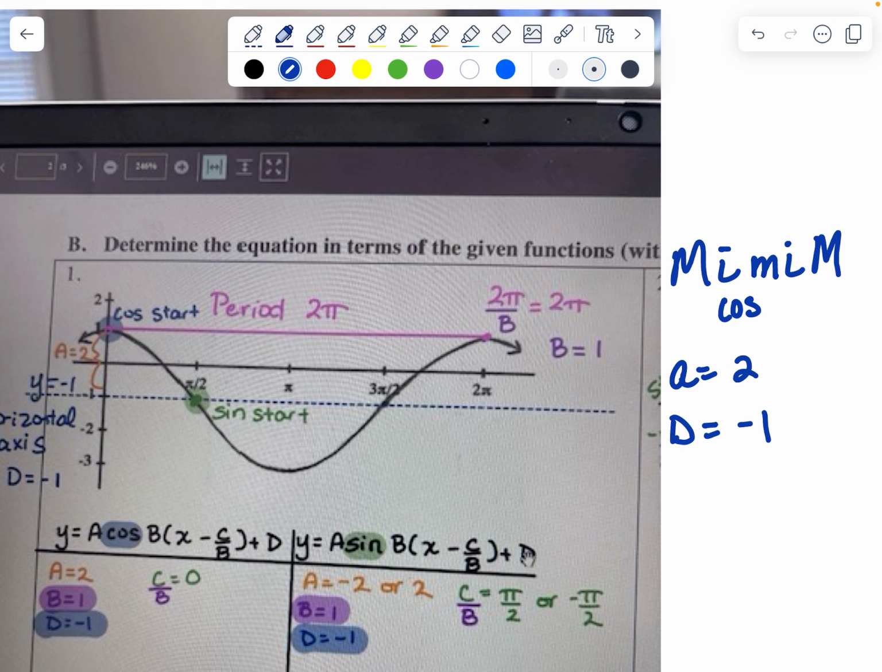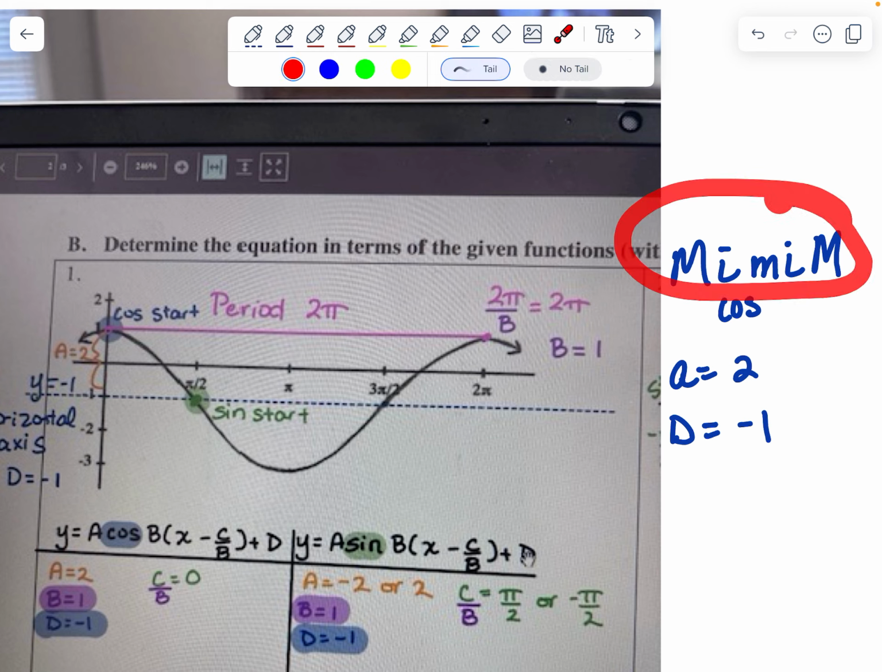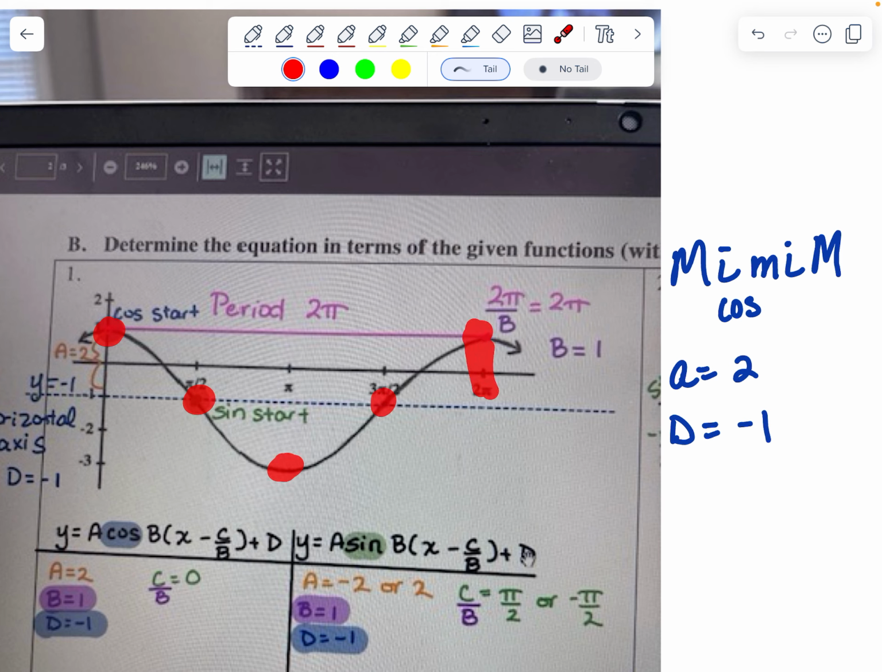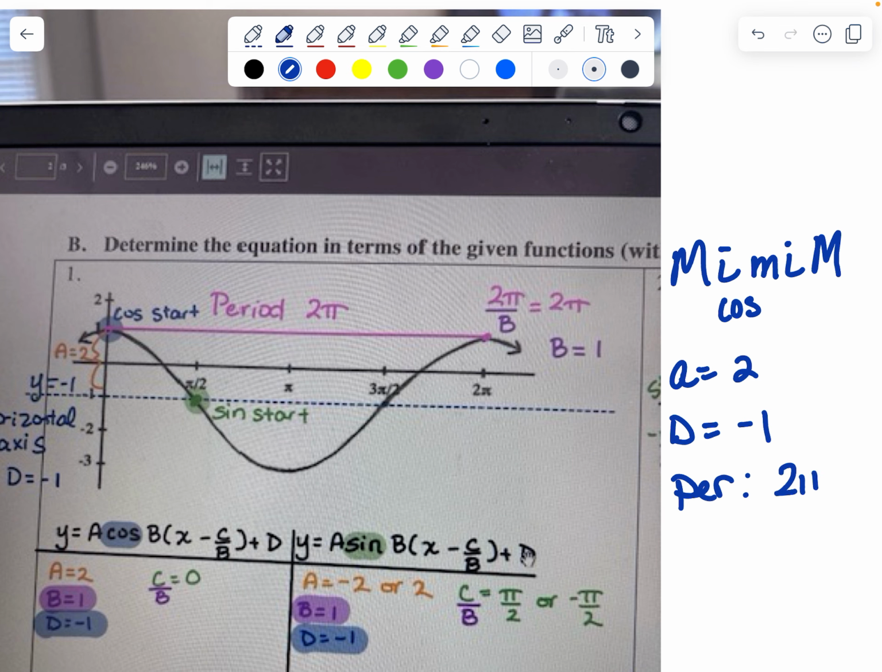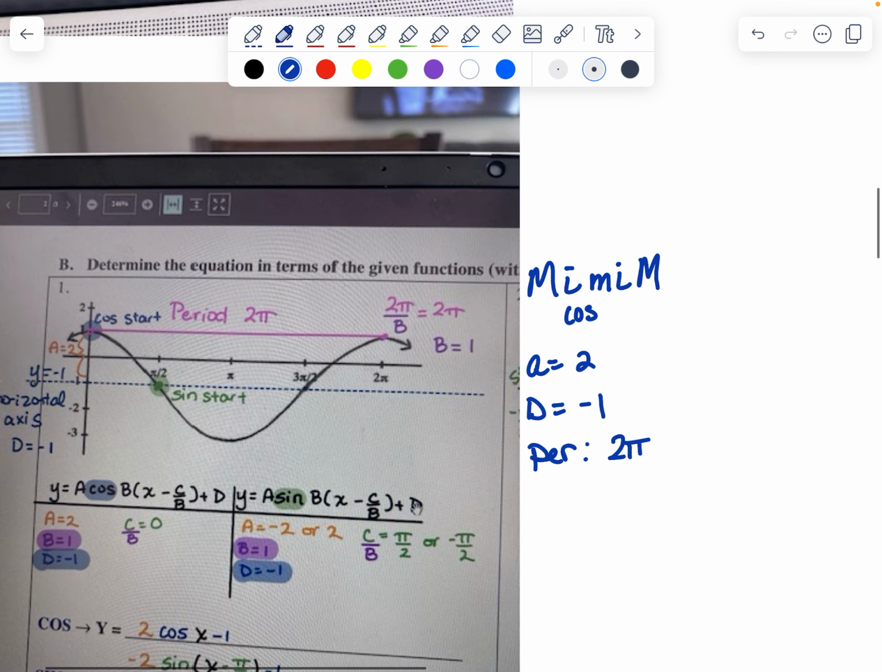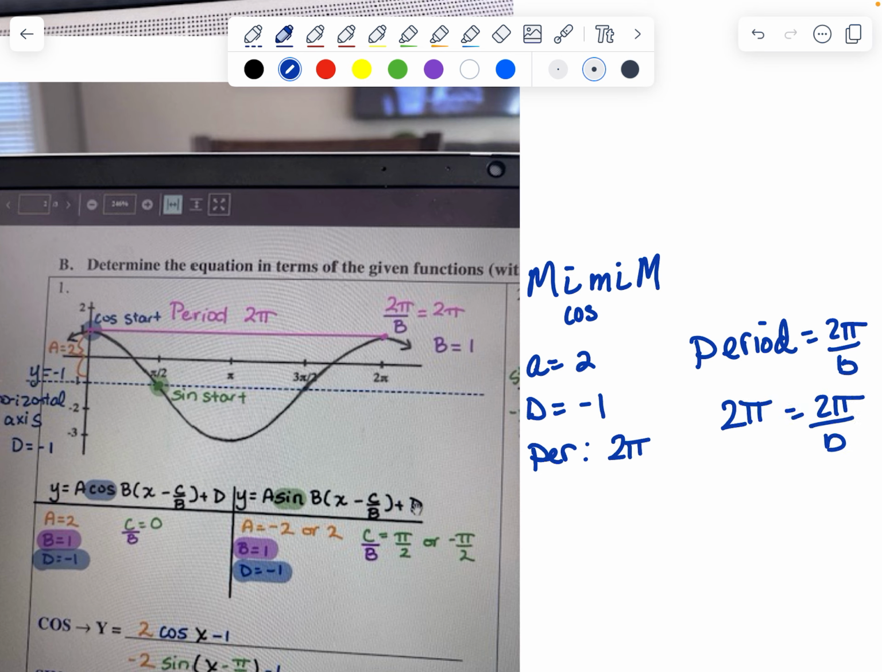Okay, the period is important so you can get B. The period, you've got to complete this whole pattern right here, and then it'll be 1 period. So if I go from 0, when it starts at 0, it's really easy. Maximum, interval, minimum, interval, maximum. Then we end at 2 pi, right? So there's 1 whole period. I did 1 whole pattern from 0 to 2 pi. So our period is 2 pi, okay? And that's important because our B is found by doing that the period equals 2 pi over B. And if the period is 2 pi, then B must be 1.